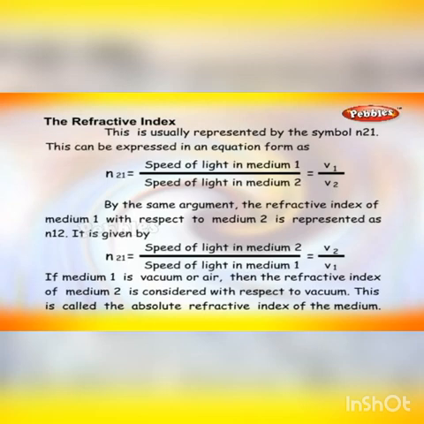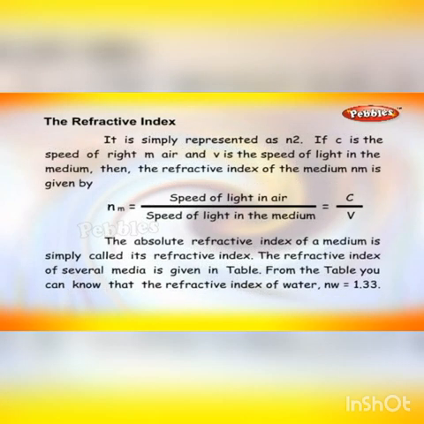By the same argument, the refractive index of medium 1 with respect to medium 2 is represented as n12. It is given by n12 is equal to speed of light in medium 2 divided by speed of light in medium 1, which is equal to v2 by v1. If medium 1 is vacuum or air, then the refractive index of medium 2 is considered with respect to vacuum. This is called the absolute refractive index of the medium. It is simply represented as n2.